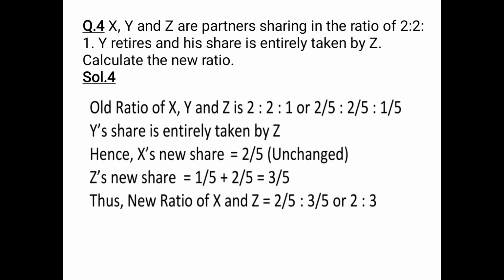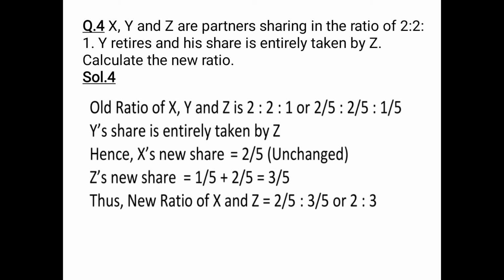X, Y and Z are partners sharing in the ratio of 2:2:1. Y retires and his share is entirely taken up by Z. Calculate the new ratio. So that means in this case, Z is the only gaining partner and the entire share of Y, that is 2 by 5, is taken up fully by Z. So 2 by 5 is the gaining share of Z. So as you can see, old ratio of X, Y and Z is 2:2:1, or we can say 2 by 5 is to 2 by 5 is to 1 by 5.